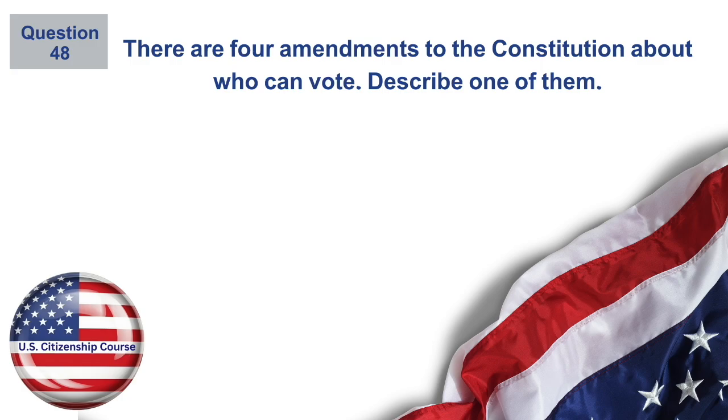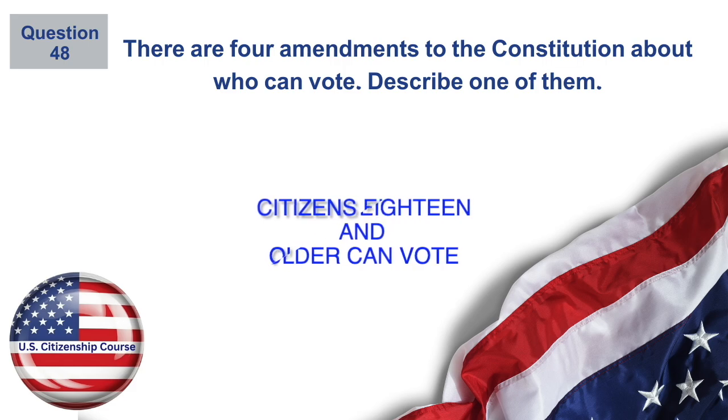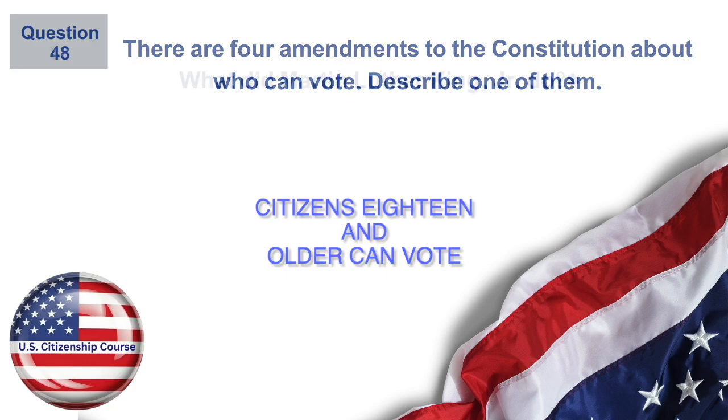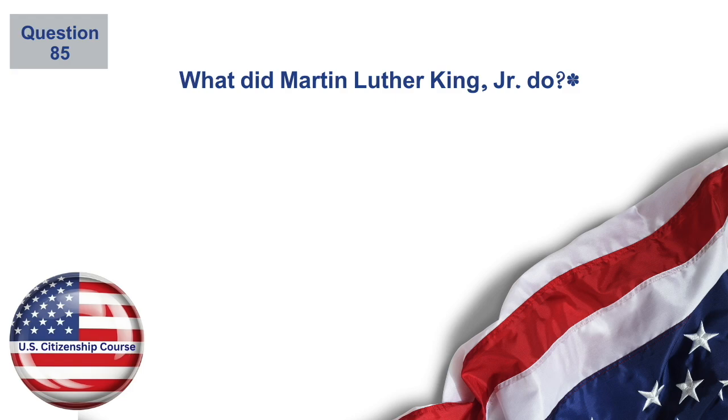There are 4 amendments to the Constitution about who can vote. Describe one of them. Citizens 18 and older can vote. What did Martin Luther King Jr. do? Fought for civil rights.